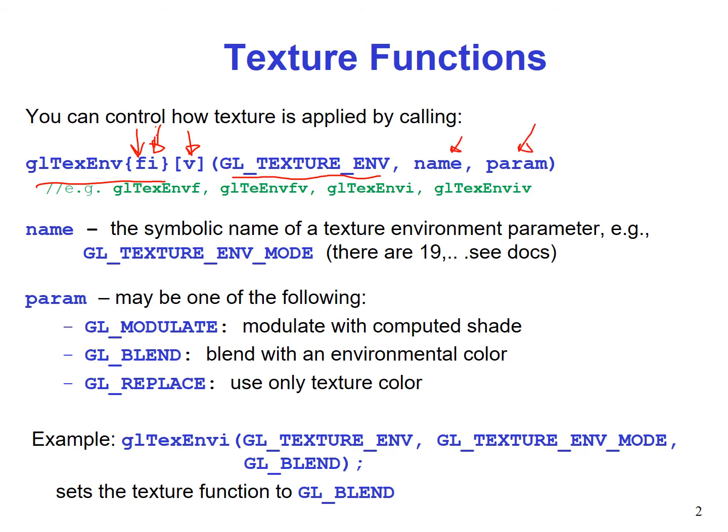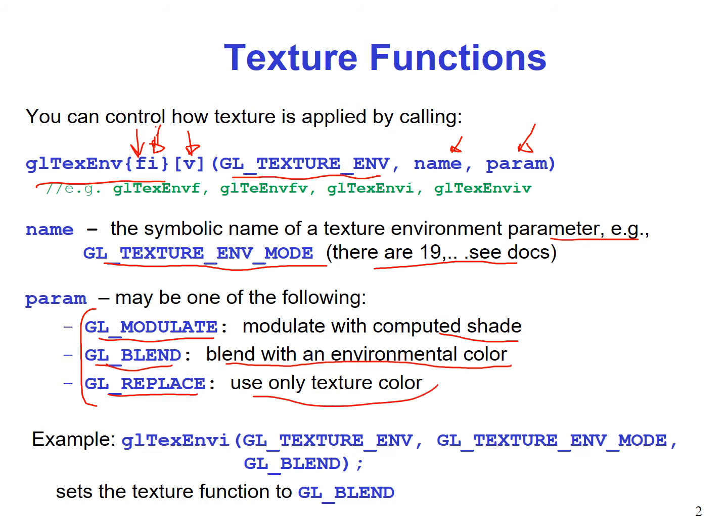Name is basically the symbolic name of a texture environment parameter, for example GL_TEXTURE_ENV_MODE. There are 19 others. See documentation for details. Parameter may be one of the following three. GL_MODULATE will modulate with computed shade, that is, modulate the texture with the computed shade. GL_BLEND will blend with an environmental color. GL_REPLACE will use only the texture color and will discard the environment color and other values.